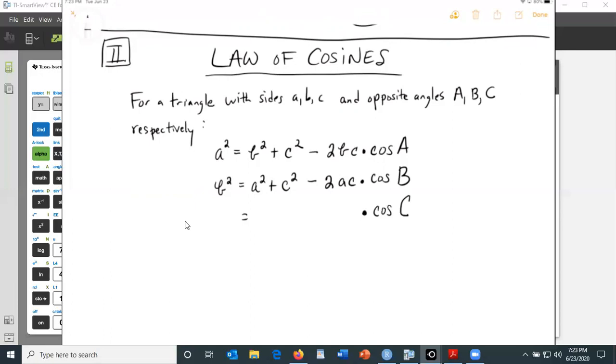All right, so hopefully you were thinking c squared over here. And then in between, hopefully we're thinking a's and b's, right? So a squared plus b squared minus 2ab.